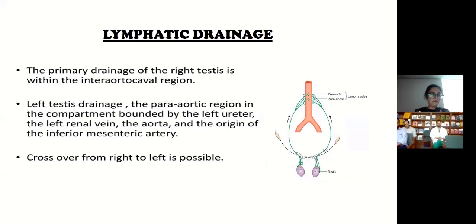What is the importance of this lymphatic drainage in testicular tumor? Why does it drain into the pre-aortic and para-aortic region? Why not into the inguinal region, although the testis lies very near to the inguinal canal and inguinal region? Why is it important to know about this? In malignancy like testicular carcinoma, if we want to do retroperitoneal lymph node dissection, we should know about the lymphatic drainage of the testis.